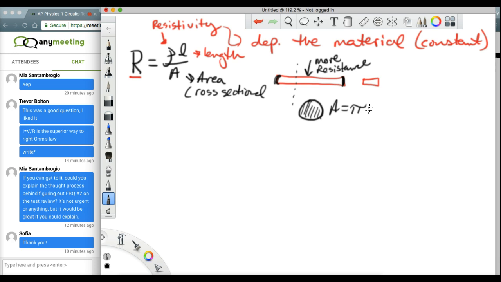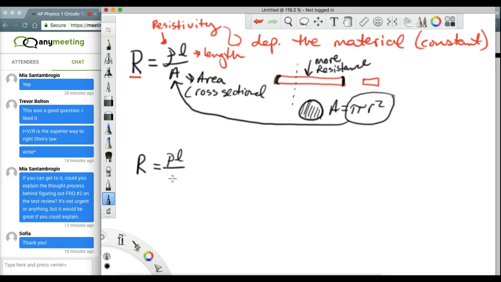And the area of the circle is pi r squared. So you can substitute in pi r squared for that area there. So we can further see that resistance is equal to rho for the material times the length of the wire divided by pi r squared.